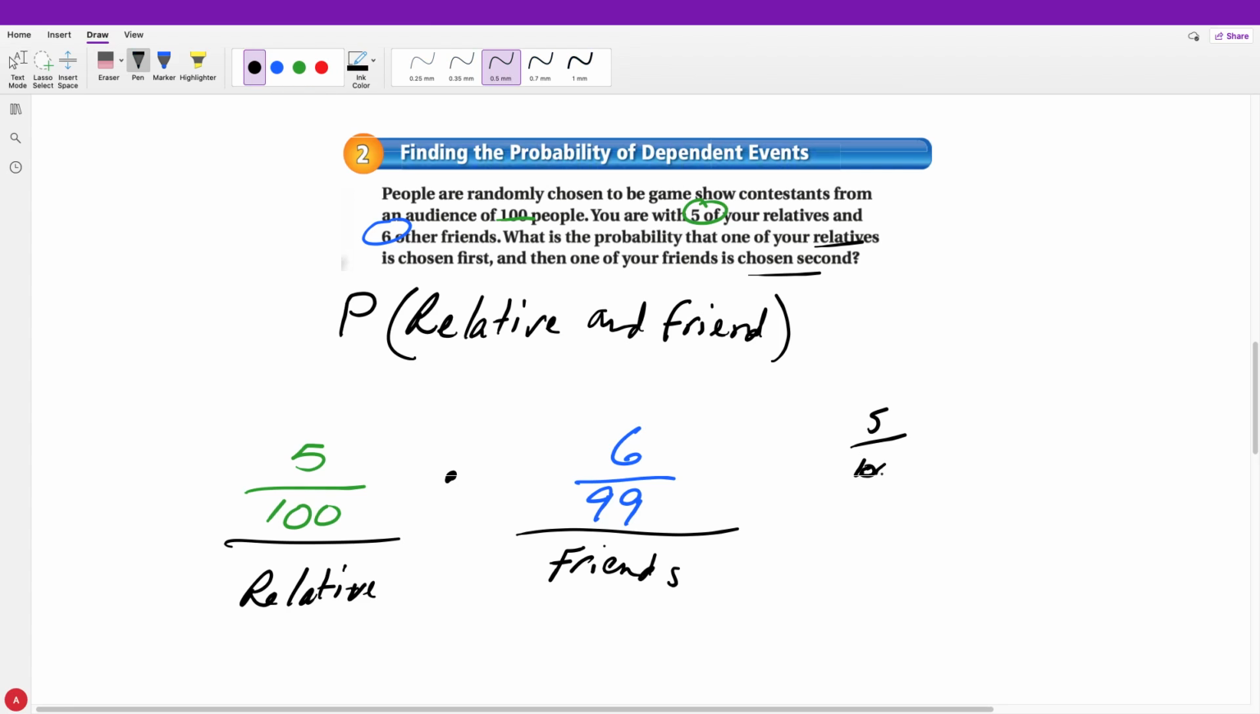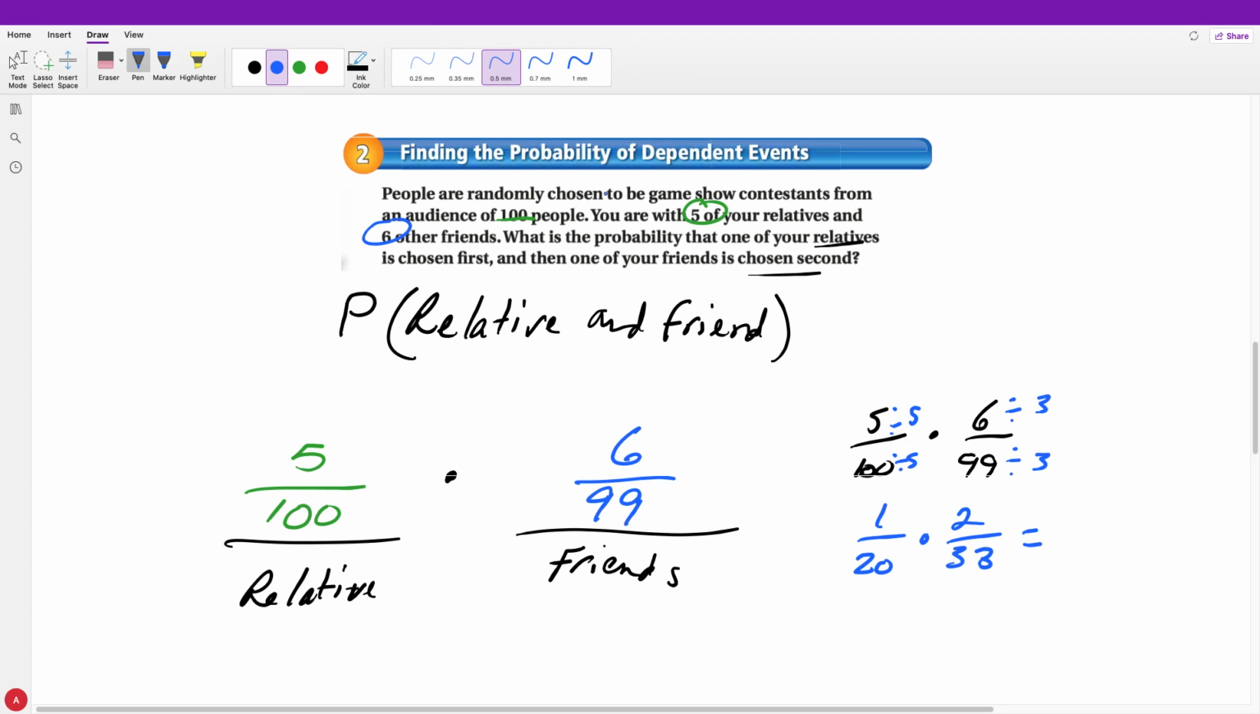So we have 5 out of 100 times 6 out of 99. Rather than multiplying, which you can because you can use a calculator, I'm just going to reduce these and get 1 over 20 because they're both divisible by 5. And then these are both divisible by 3. So I'll get times 2 over 33.